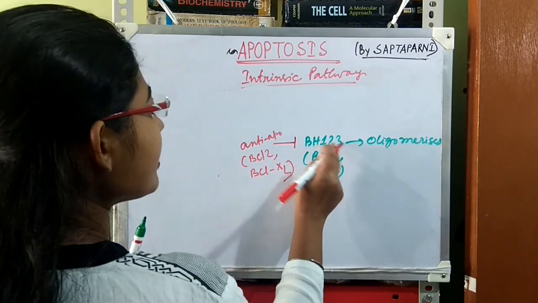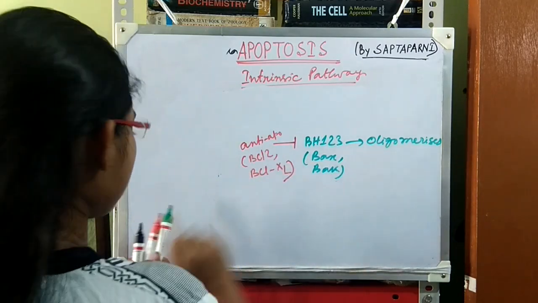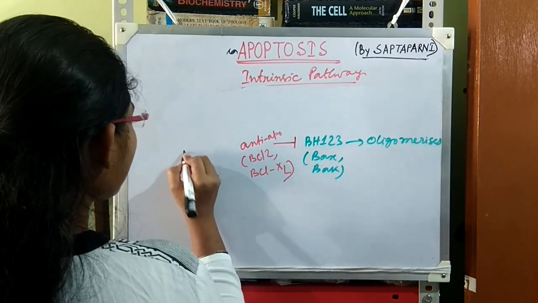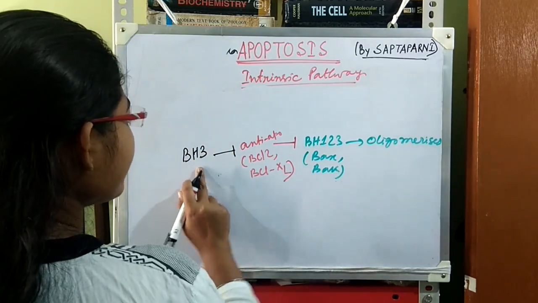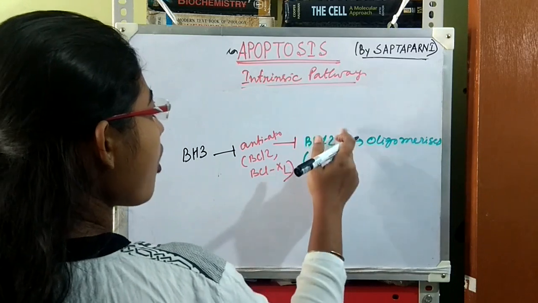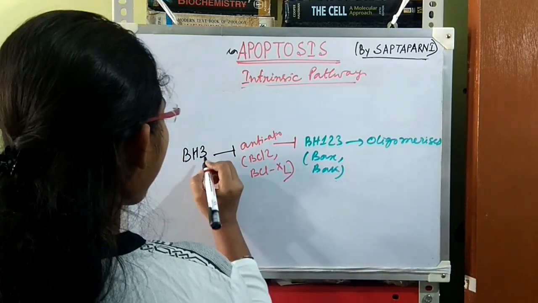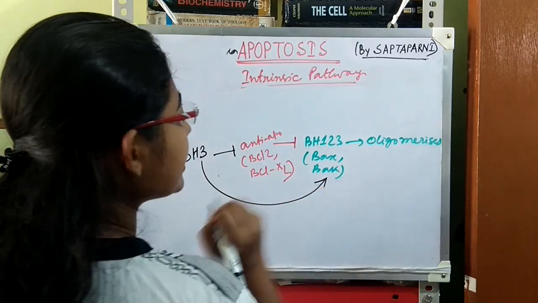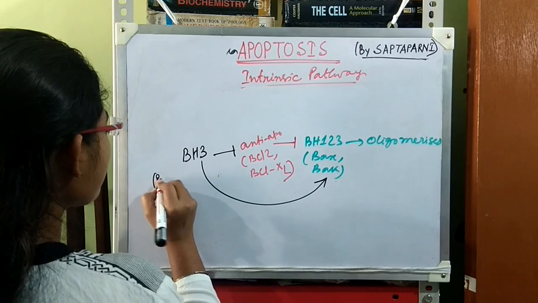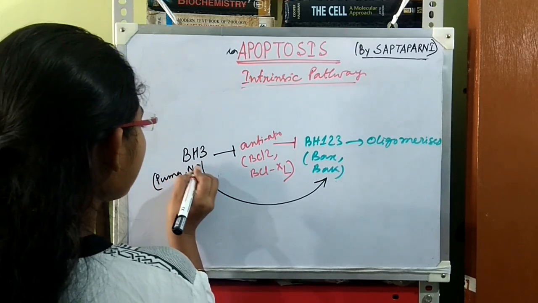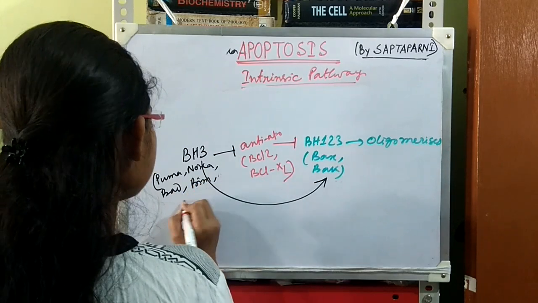So to activate them for oligomerization, you need to inactivate these anti-apoptotic proteins. That will be done by the BH3 family of proteins. If they inactivate them, then automatically BAX and BAK will be activated to form oligomers. Or the BH3 proteins can directly activate them to form the oligomer. What are the BH3 proteins? Puma, Noxa, Bad, Bim, Bid, etc.